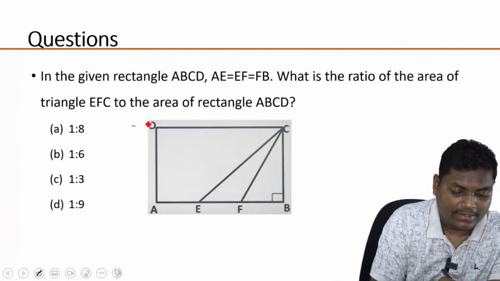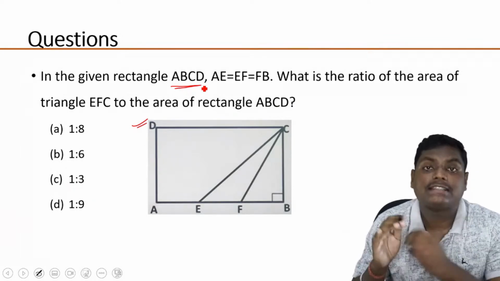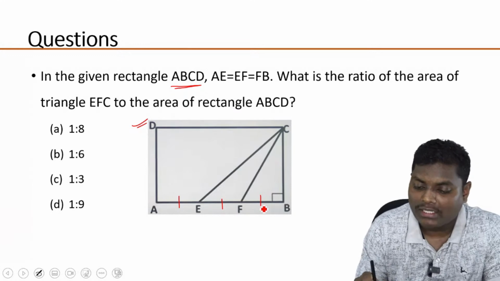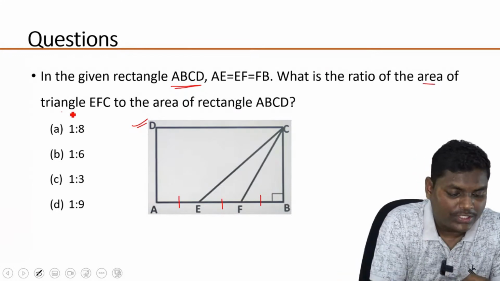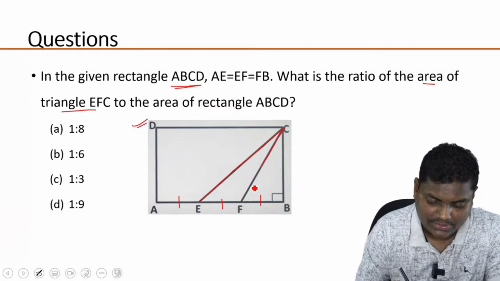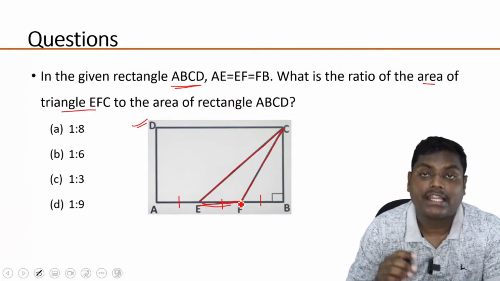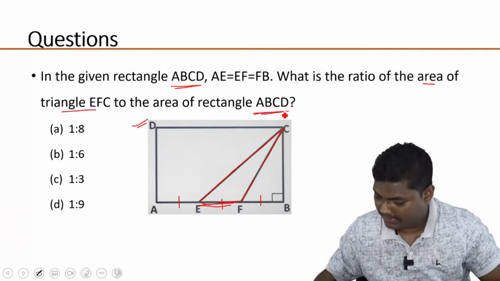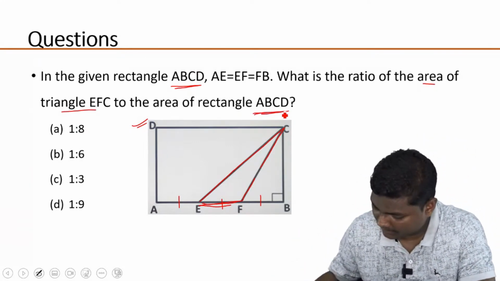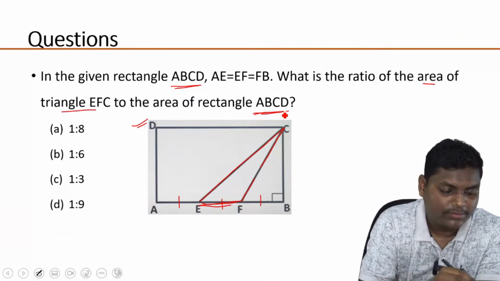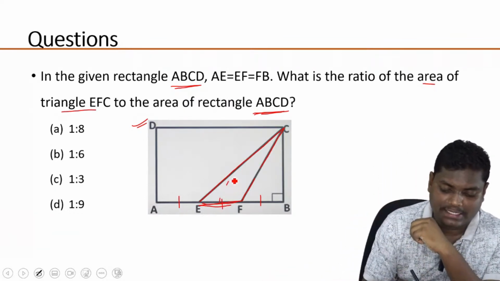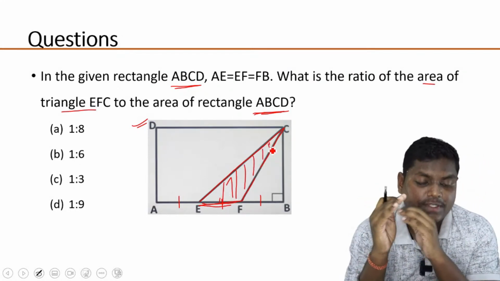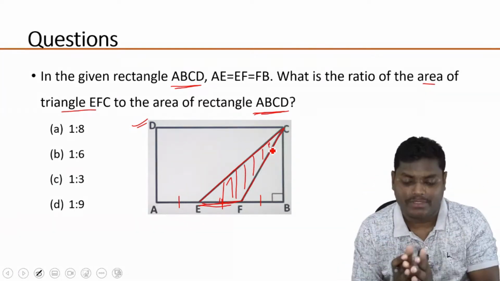A rectangle ABCD is given, and it is saying that AE is equal to EF is equal to FB. Now, what is the ratio of the area of the triangle EFC with respect to the rectangle ABCD? So basically we have to compare the area of the small triangle EFC with respect to the entire rectangle ABCD.